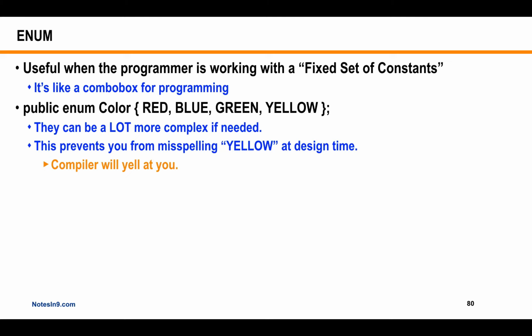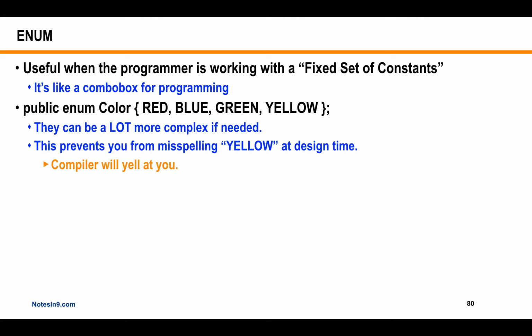So this is useful. An enum, let's talk about enums. We talked about it a couple shows ago. I like to think of an enum as a combo box for programmers, okay? So it's useful for when you're working inside your code with a fixed set of constants, so that it prevents you from misspelling something. So a very simple enum would be public enum color, red, blue, green, and yellow. But there's no functionality there. You can add functionality and methods inside this enum, and then it gets really powerful.